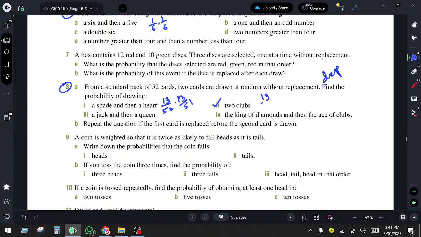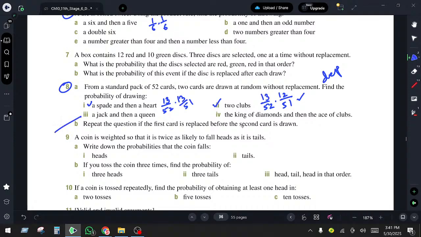13 over 52 times 12 over 51. Very good. Let's say 12 over 51: a card is kept outside and one club already came, so the second also being a club, there are 12 clubs only. But here, one spade is already completed and second you are looking for hearts, because the card you kept outside is a spade. So your output is 13 over 52 times 13 over 51, versus 13 over 52 times 12 over 51.